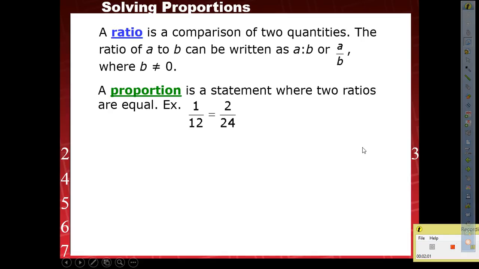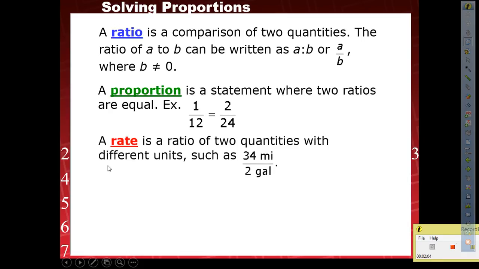The other one is a rate. A rate is a special type of ratio, except here we have different units. There's a different unit on the numerator and a different unit on the denominator. Look at this. This is 34 miles, and the denominator is 2 gallons. Are miles the same as gallons? No, they're two different measures.